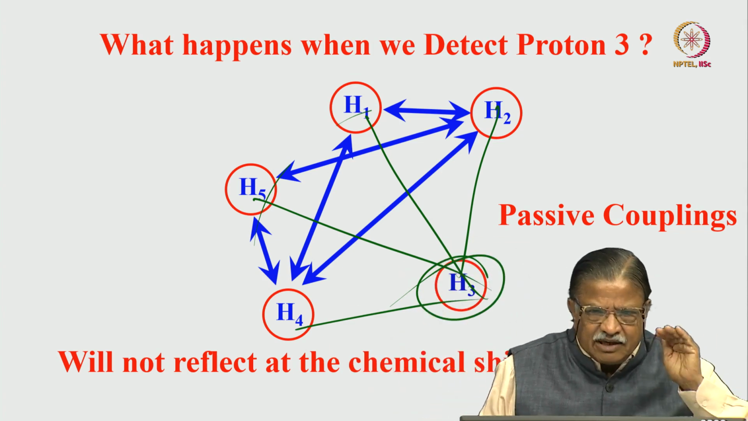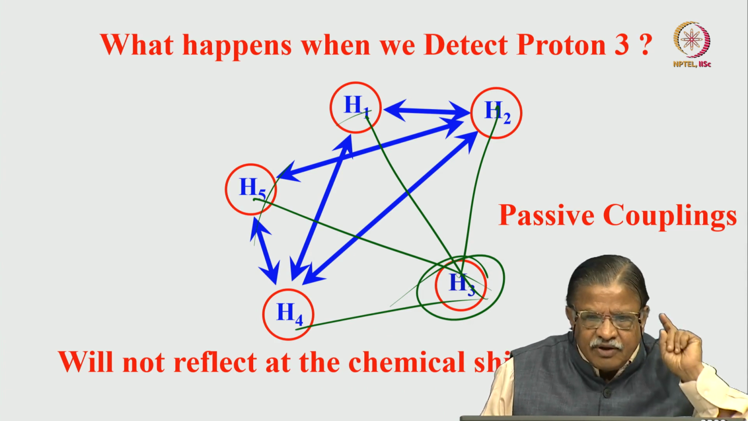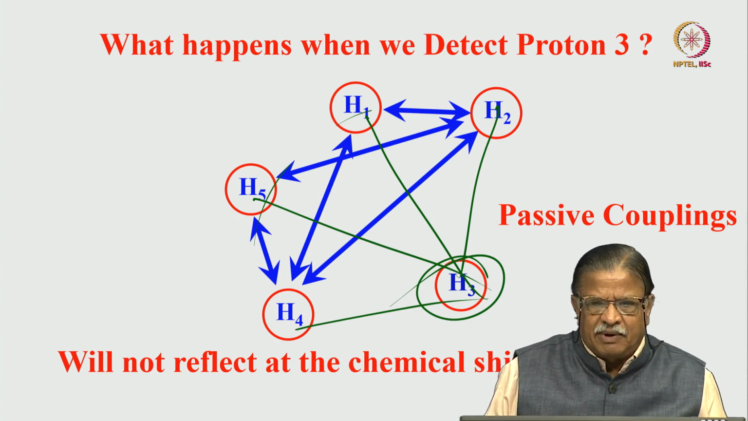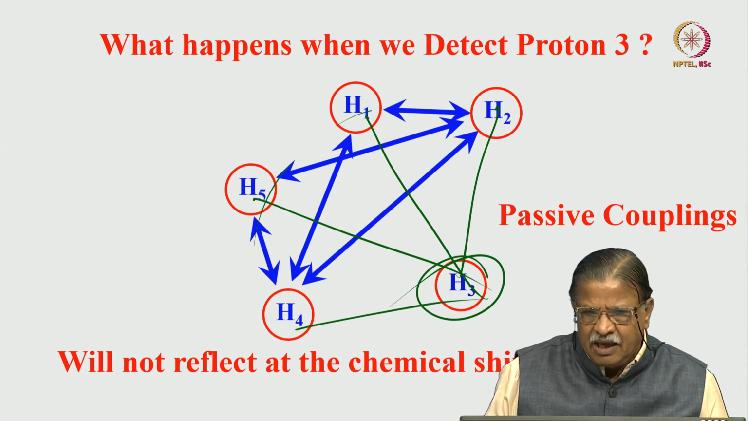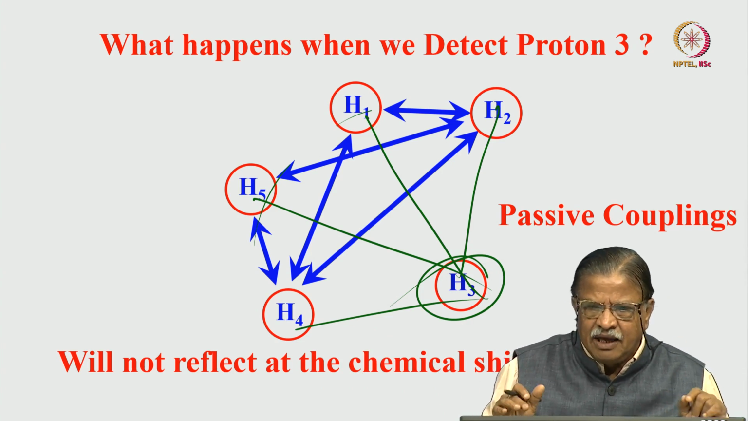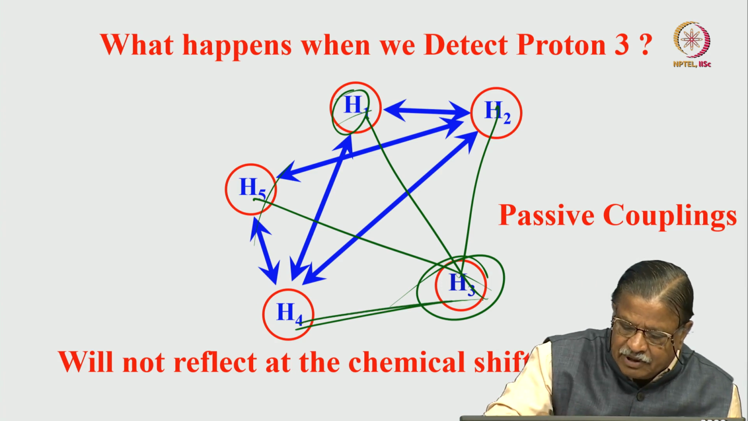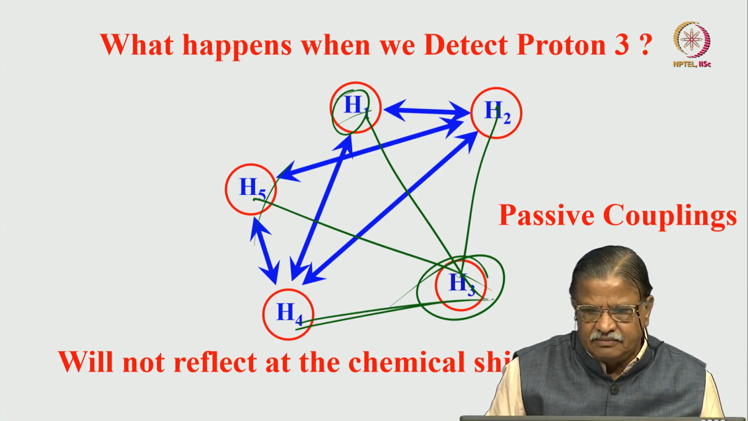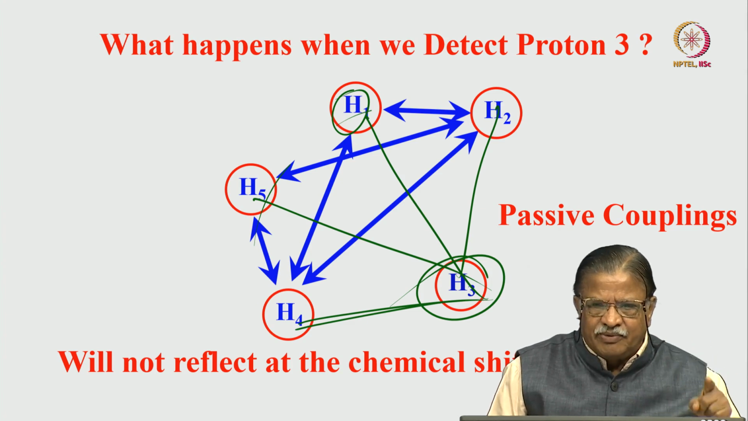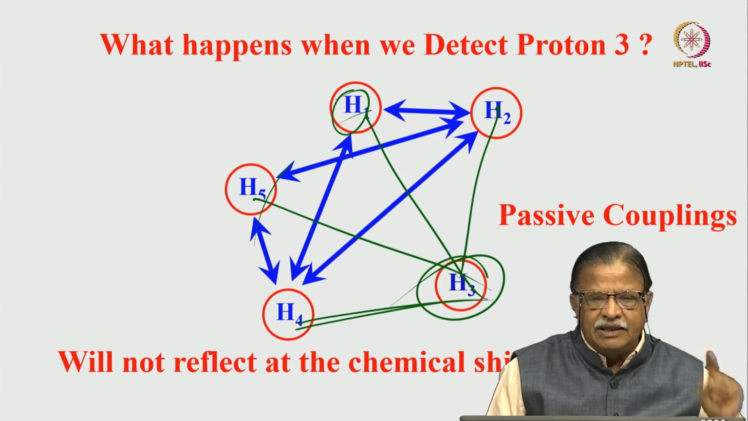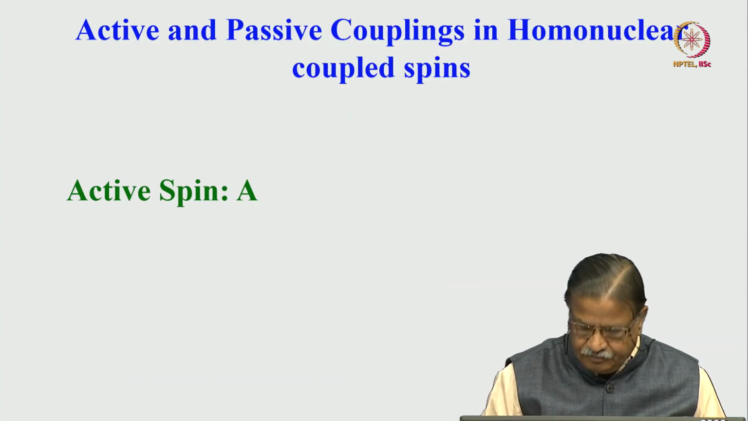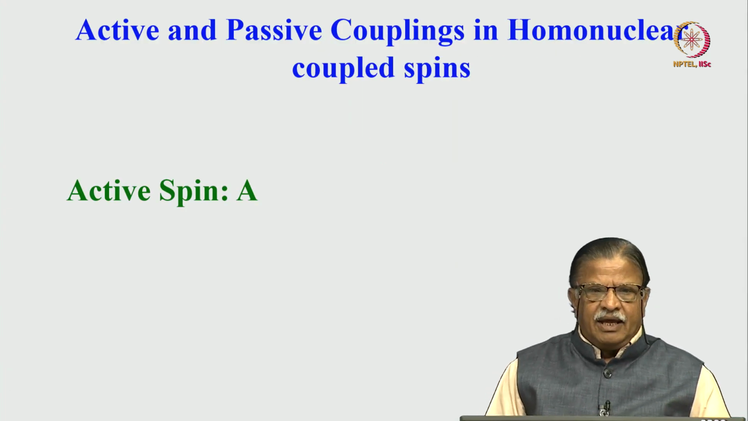This concept has to be very clear for you if you have to analyze a proton NMR spectrum or any NMR spectrum. Active and passive coupling is important. So if I look at proton 1 and I want to see the coupling 3-4, you will not see that. You cannot get it because it is a passive coupling. So you should know the difference between active coupling and passive coupling. Okay. Active and passive coupling applies to homonuclear coupled spins.